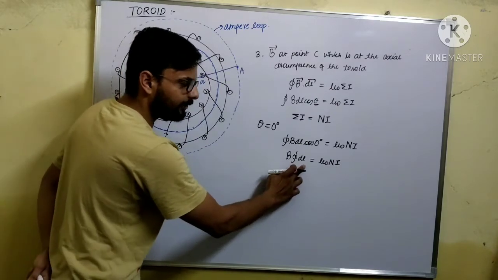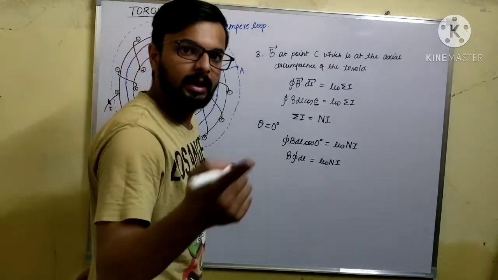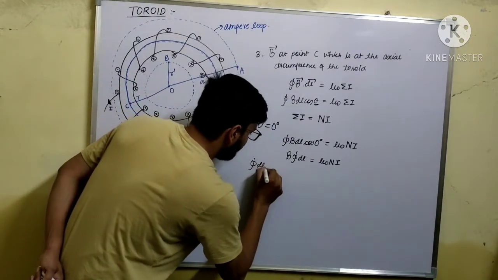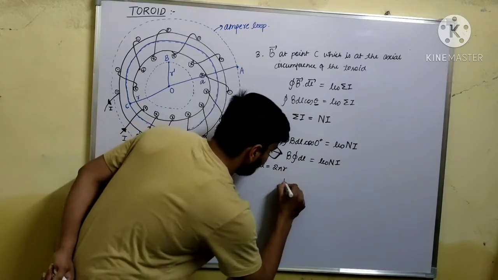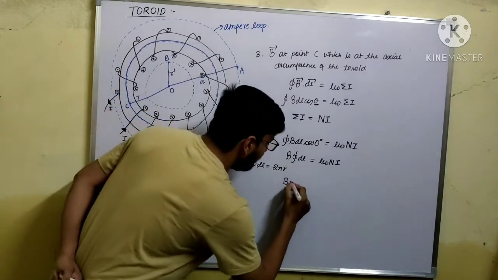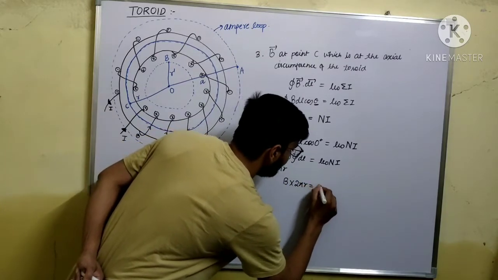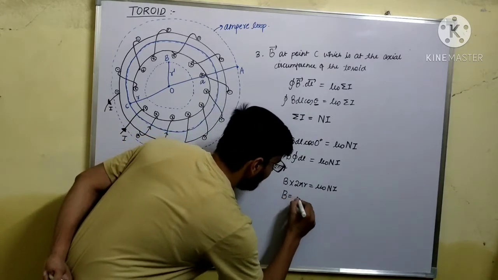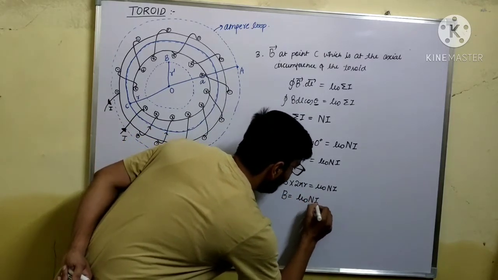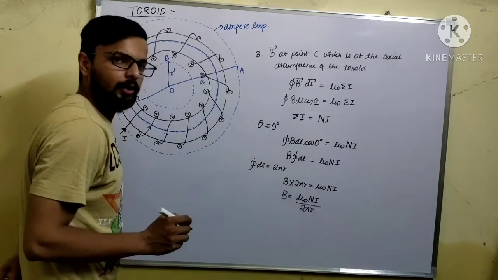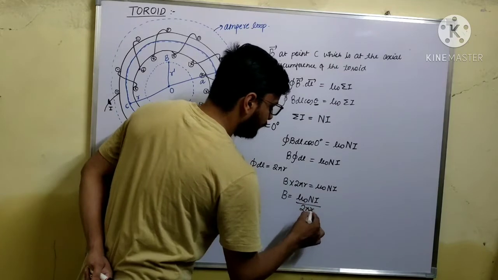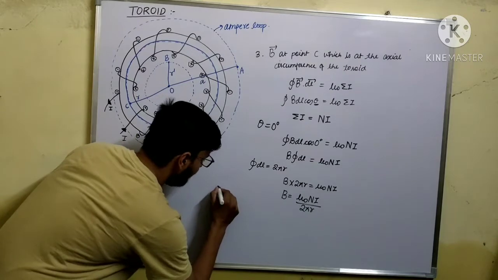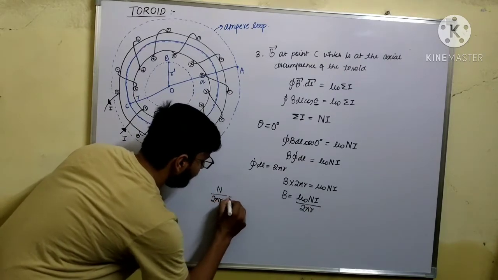And what is the line integration of dl? It is nothing but the circumference of this Ampere loop, which is 2 pi r. So putting the value here, B into 2 pi r is equal to mu naught N I. From here the value of magnetic field will be mu naught N I upon 2 pi r. Now you see that capital N upon 2 pi r is equal to small n.